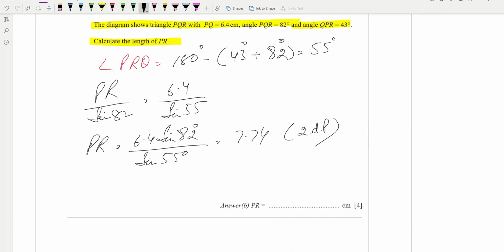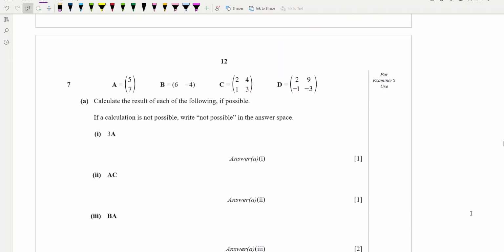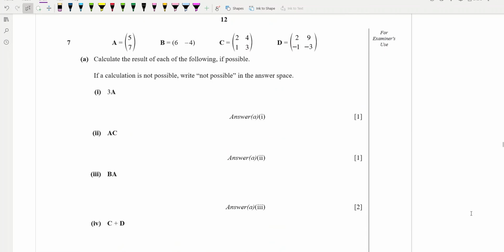So we can mention here, this will be in centimeters, and 7.74 is the answer for 4 marks which we have done. Now we can move to the next question. This is a matrices question. Currently Cambridge has removed matrices from the syllabus, but even then I'm solving it, because you never know, Cambridge may again include it, and it will be better to solve this for future consideration.